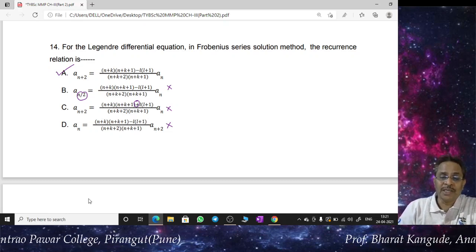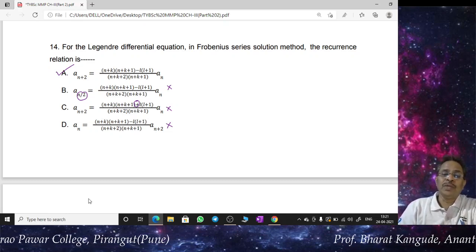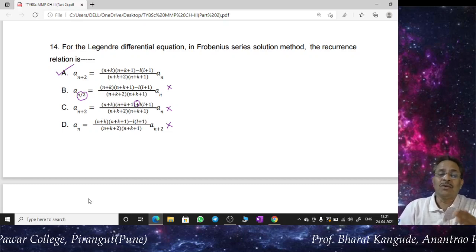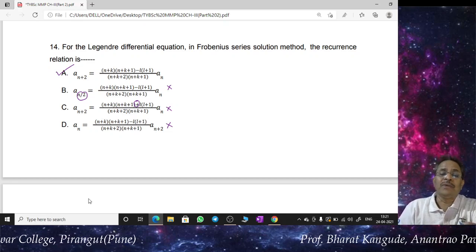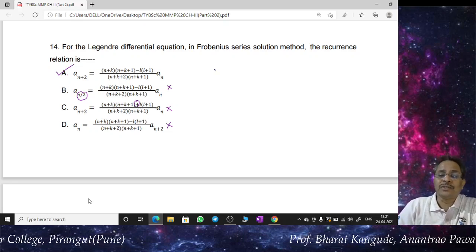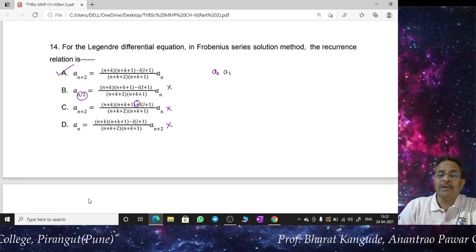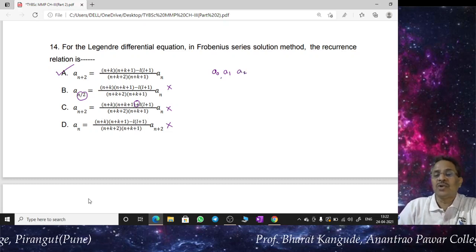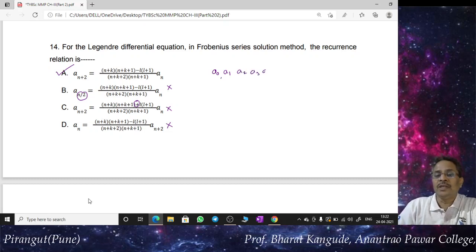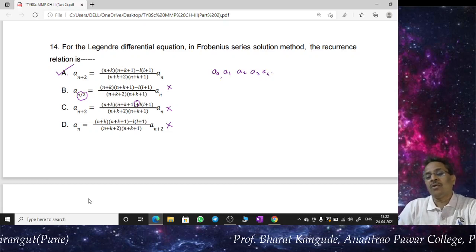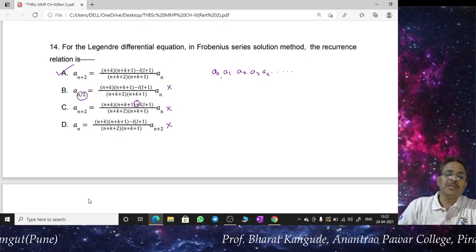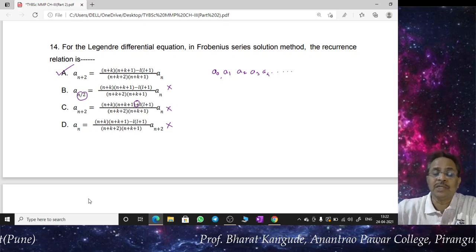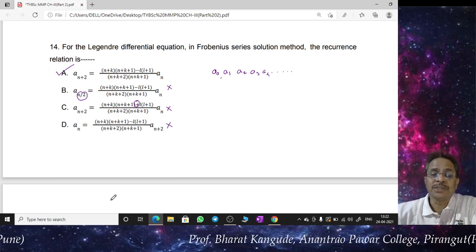That means knowing a0, I can find a2, knowing a1, I can find a3, knowing a3, I can find a5, knowing a2, I can find a4, and all these coefficients from a0 and a1. That means a0 and a1 are known, then a2, a3, a4, all even and odd coefficients can be found using this, and then it is very easy to get the solution of the Legendre differential equation in the Frobenius power series solution method.